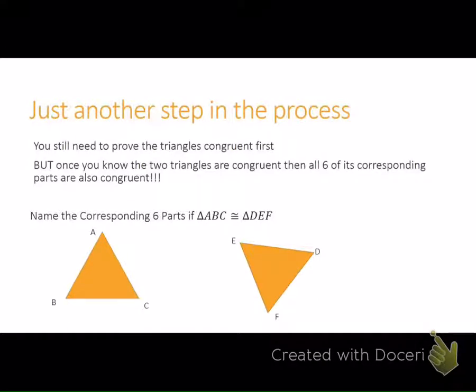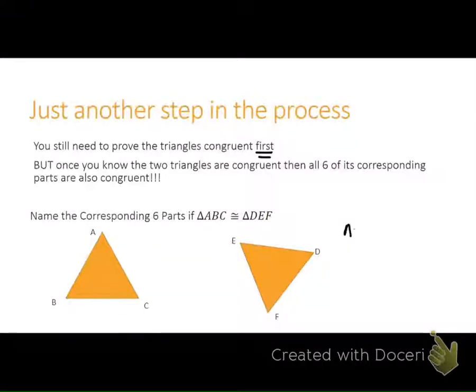So you still need to prove the triangle is congruent first. So that's the first thing you need to do. What we've been doing the past couple days, you still need to do first. But after you do that, once you know those two triangles are congruent, then all 6 of its corresponding parts are also congruent. So let's name all 6 corresponding parts if triangle ABC is congruent to triangle DEF.